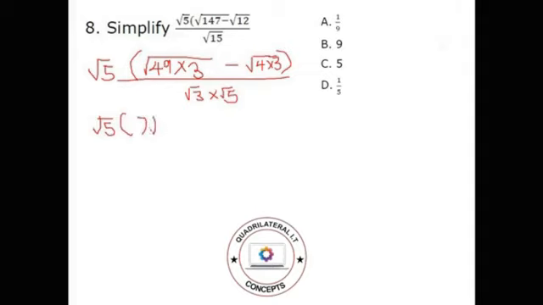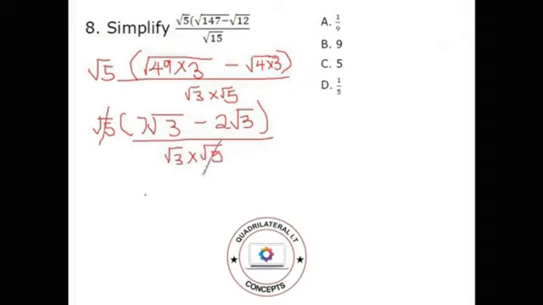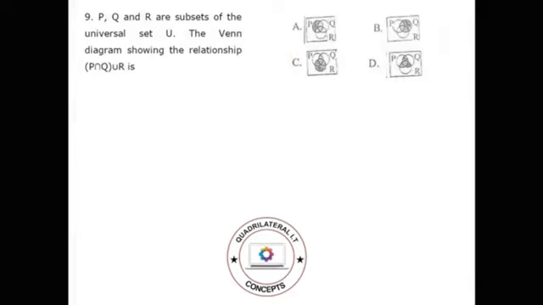So now we have root 5 here. Then open bracket, root 49 will be 7 root 3 here. Then here is also 2 root 3, then divided by root 3 multiply root 5. So root 5 can actually cancel root 5. Then we have 7 root 3 minus 2 root 3, and that's 5 root 3 divided by root 3. So root 3 can actually cancel on both sides. So you can see that our number that's left is 5. So the answer for this question is 5.